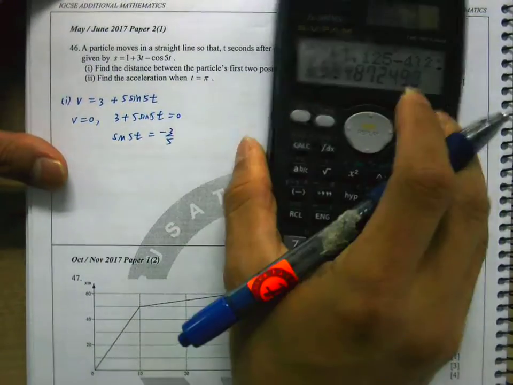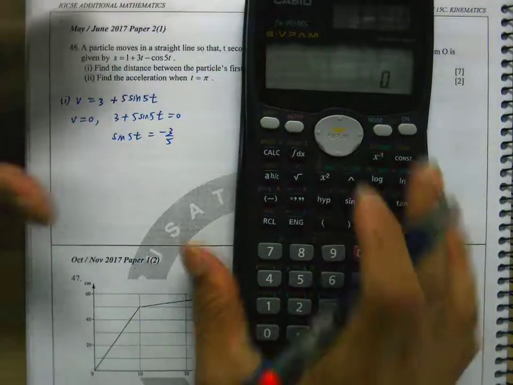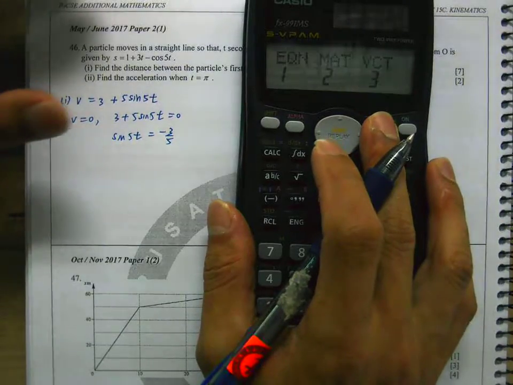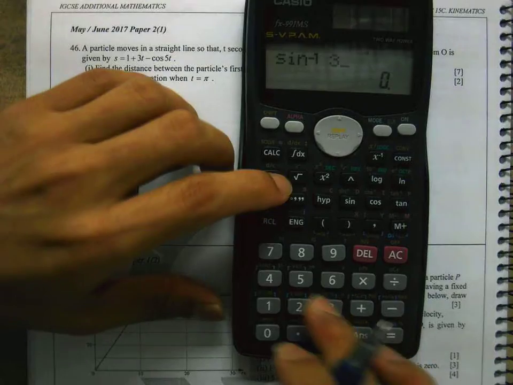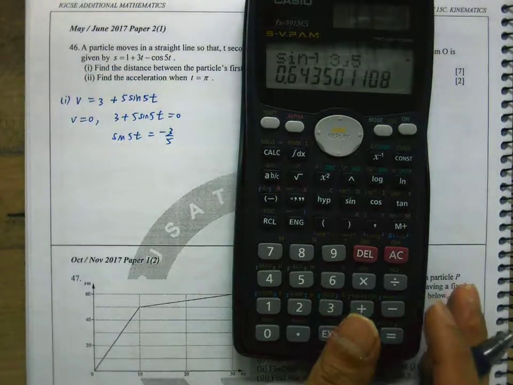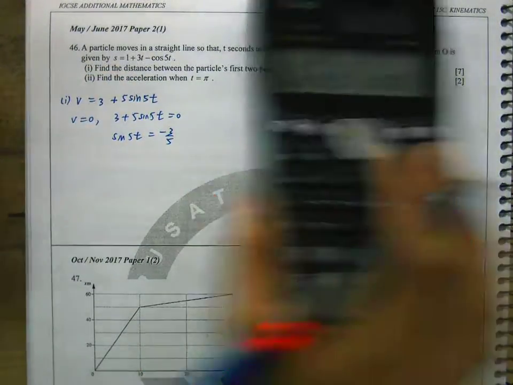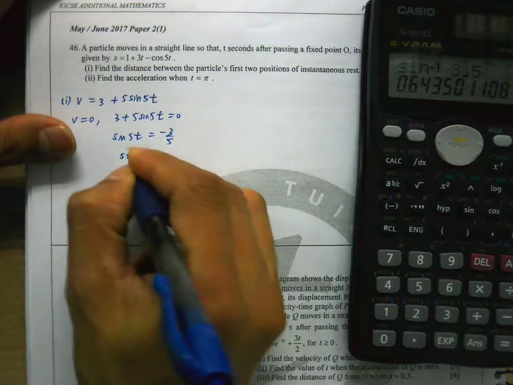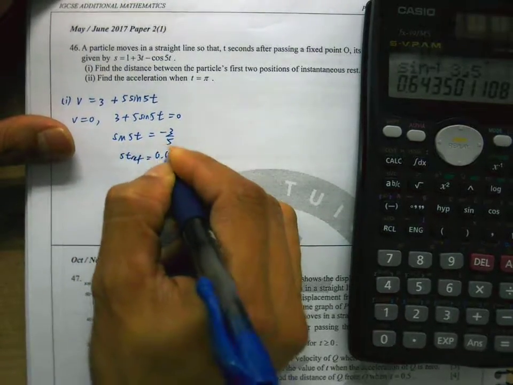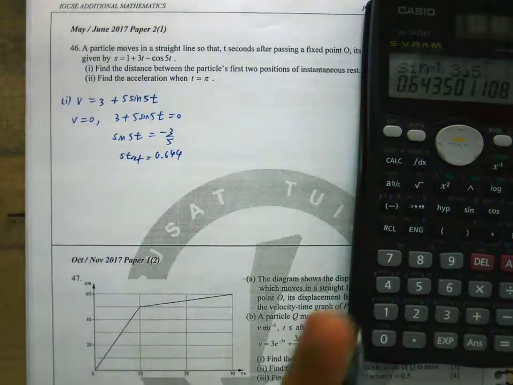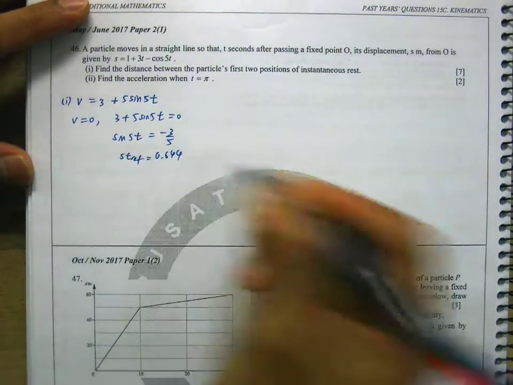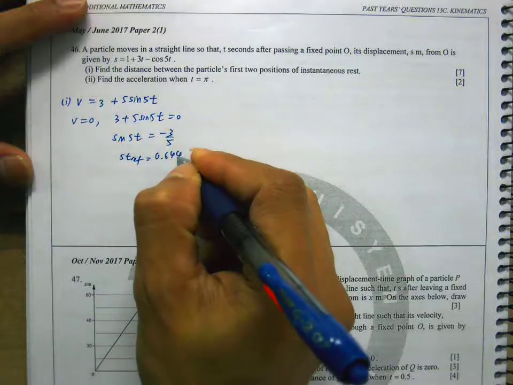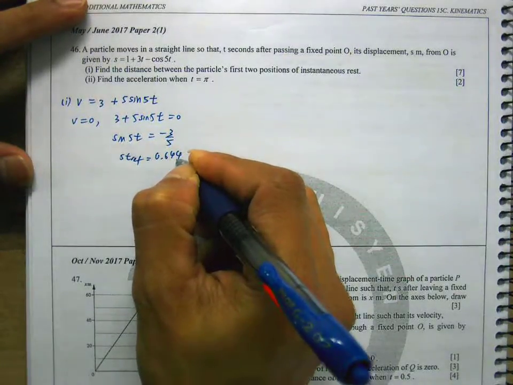Okay, we need to remember that when you use the calculator, it must be in radian mode. Differentiation, integration, angles are in radians. Sine inverse of 3 over 5, the result is 0.6435. This is your reference angle only. We're not done yet. Reference angle 0.644, or you can write 0.6435. 0.6435 is better, right? Does it matter? No, it doesn't matter.